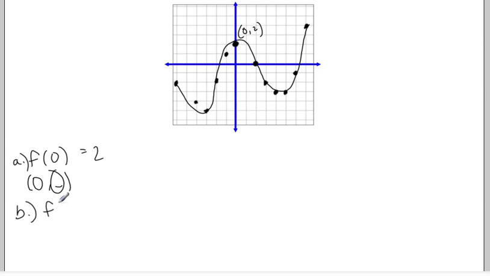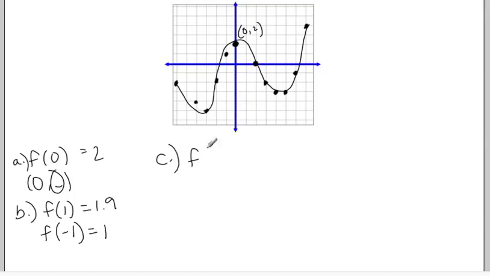Alright, so if they ask us, like, what is f of 1? Well, we know f of 1, our x equals 1, and so it looks like that's probably going to be a little bit less than 2, so we can say it's 1.9. Alright, so if they asked us, like, what is f of negative 1? We go over to negative 1, we see this point right here, it's going to equal 1. All we're doing with this f of something is we're given our x value, we're trying to find our y.